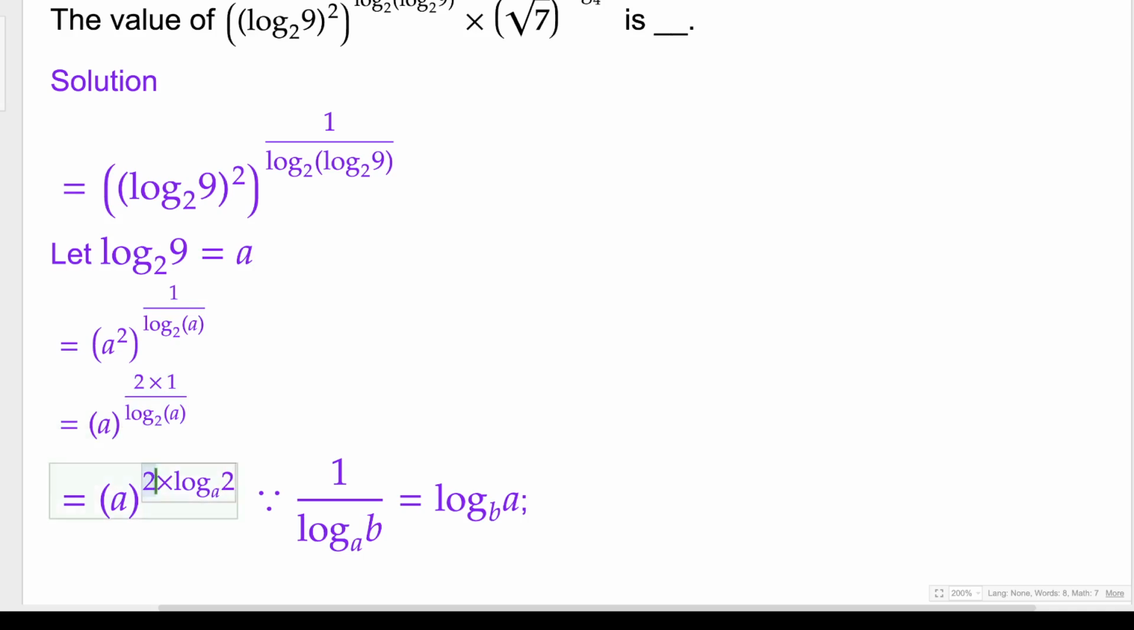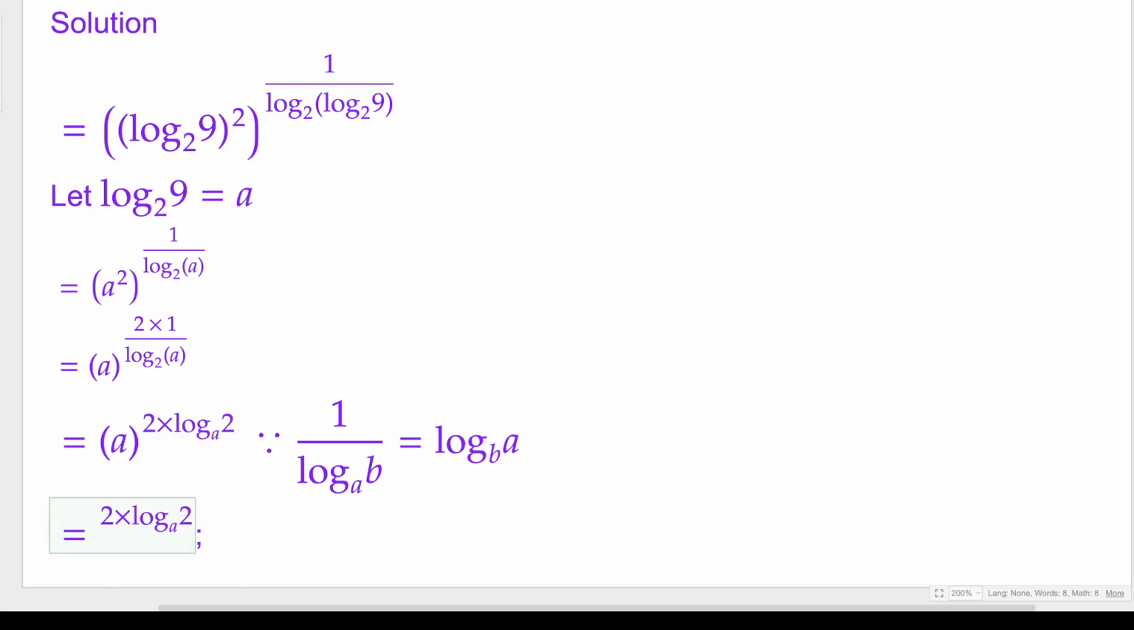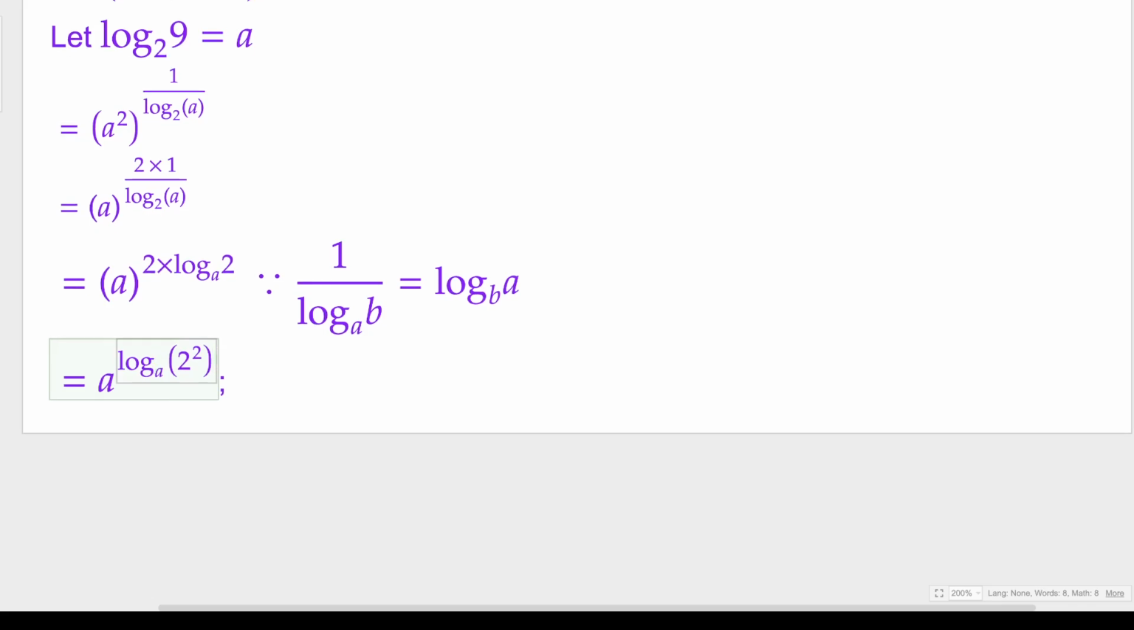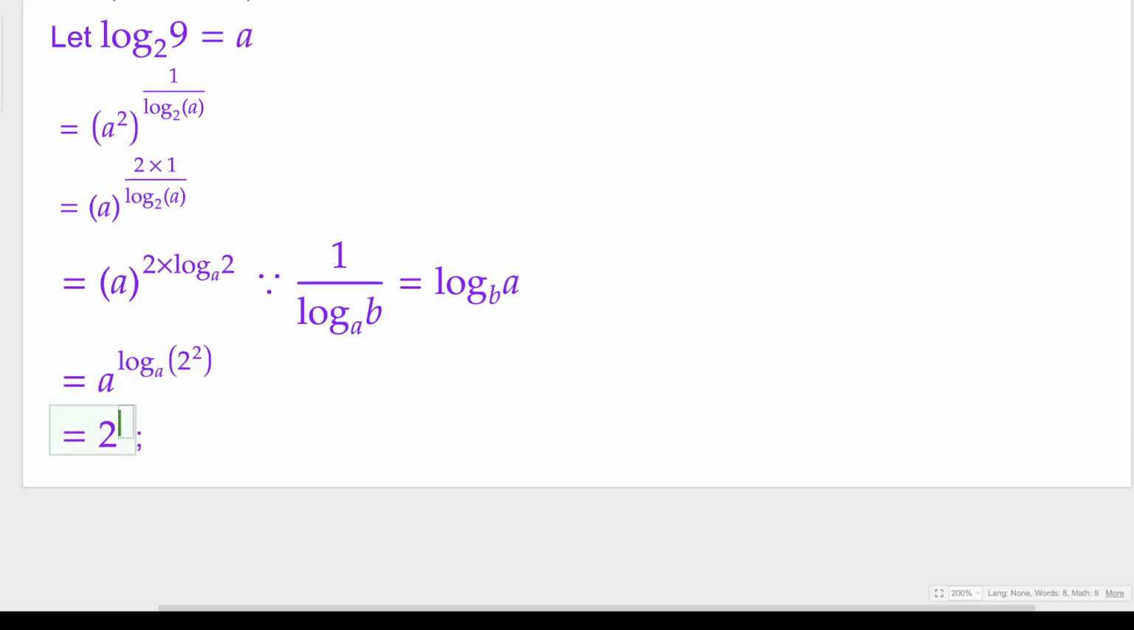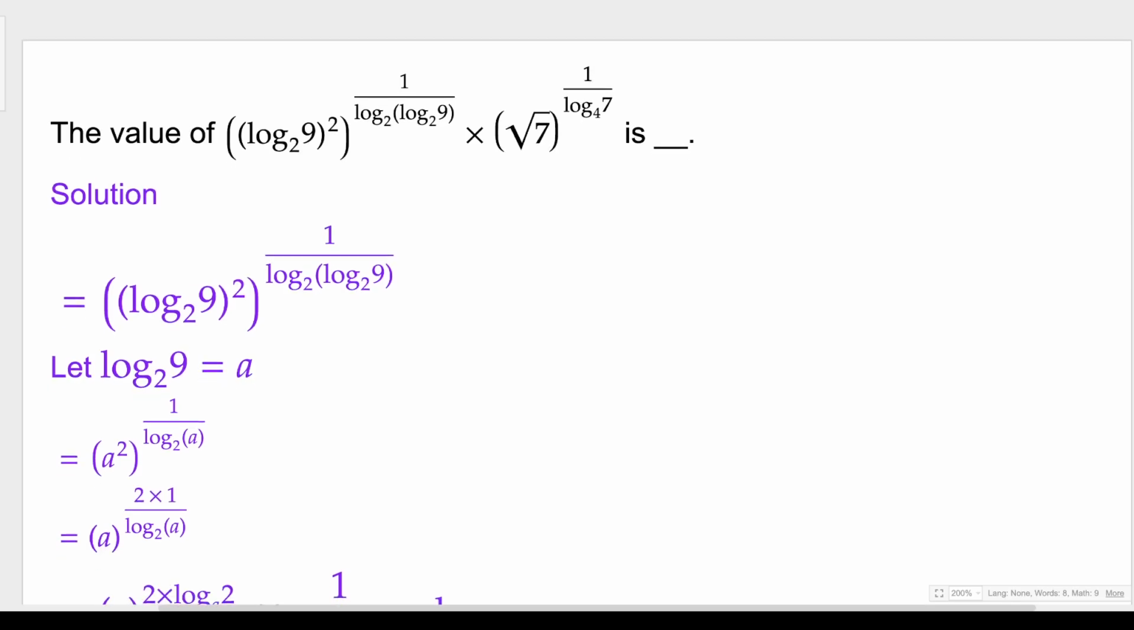Now again, this 2 times log of 2 base a, this 2 can be written in the power of this argument. So I'll go to the next step. This one can be written as 2 square, which is the argument here. Now we know this property: whenever the log's argument is the same as the base, we can write this simply as 2 square, which is equal to 4. So the first part is resolved.